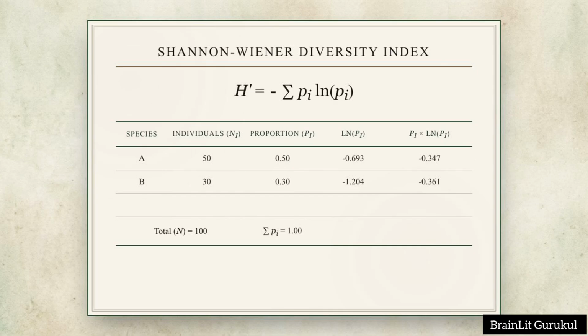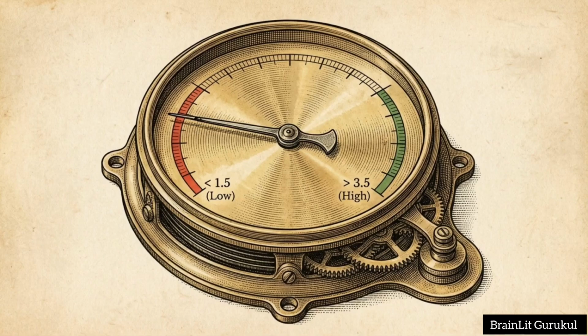This logarithmic function amplifies the signal of rare species because smaller fractions yield disproportionately large negative logs. We take the summation of the column, which gives us negative 1.030, and apply the formula's negative multiplier to reach a final positive output of 1.030. As an analytical scale, a Shannon score under 1.5 indicates low diversity. Scores over 3.5 indicate high diversity.